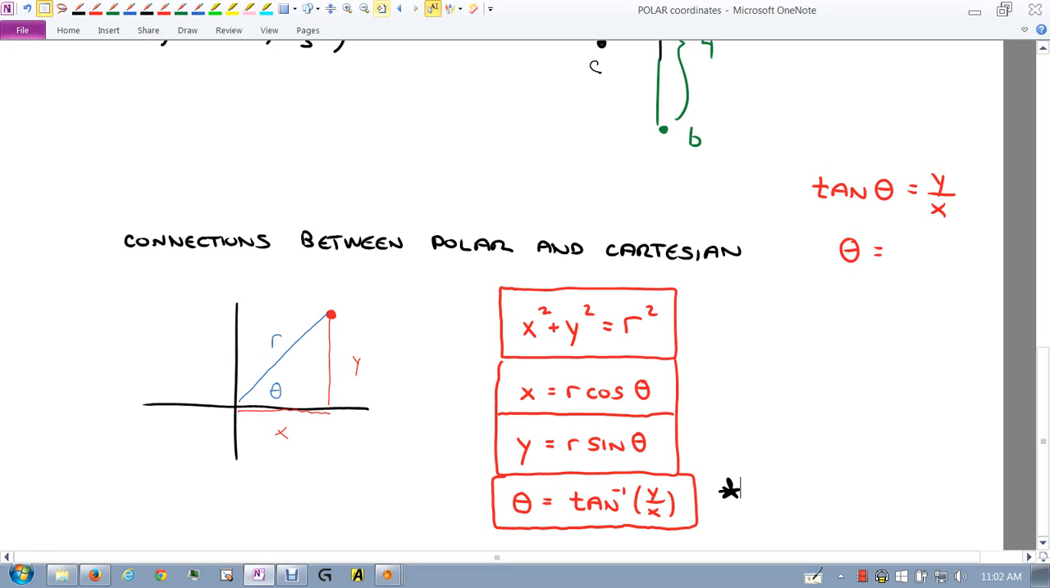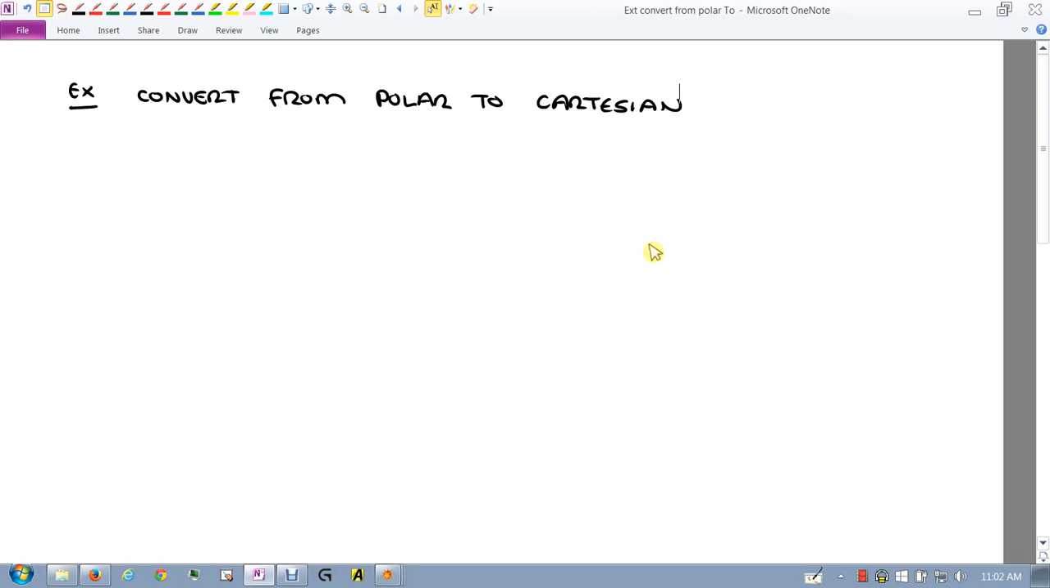So let's do an example of a conversion. Convert from polar to Cartesian. And here's the point. Let's do (4, 2 pi over 3).